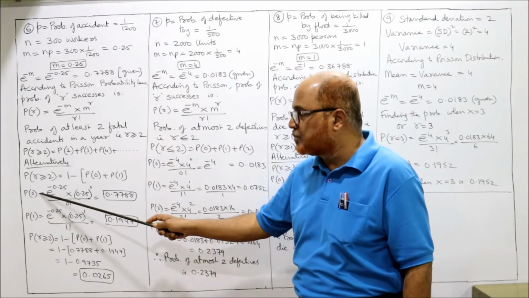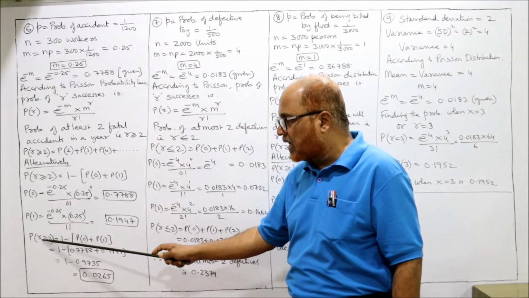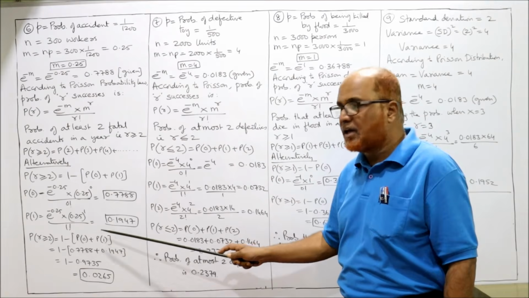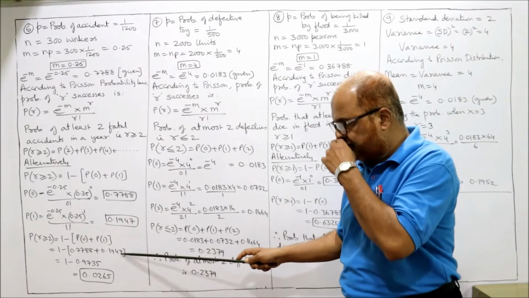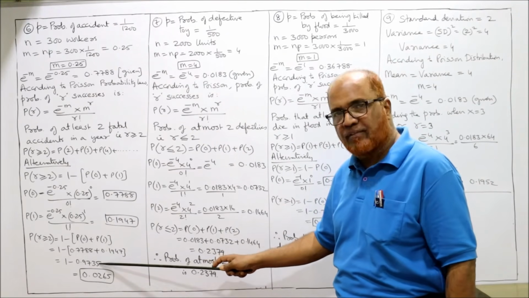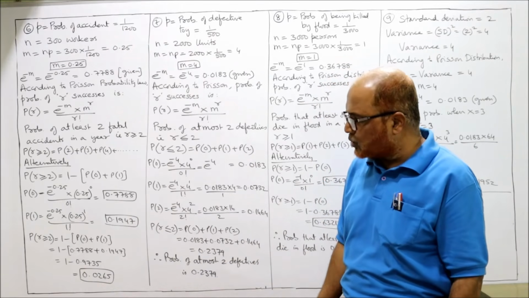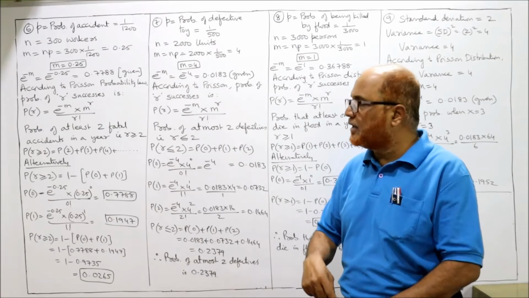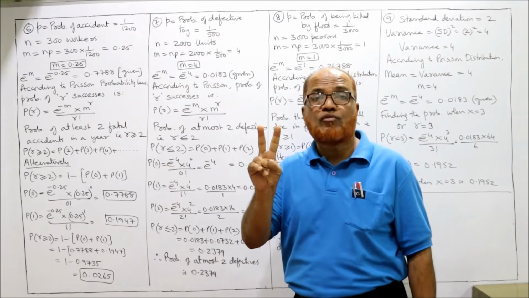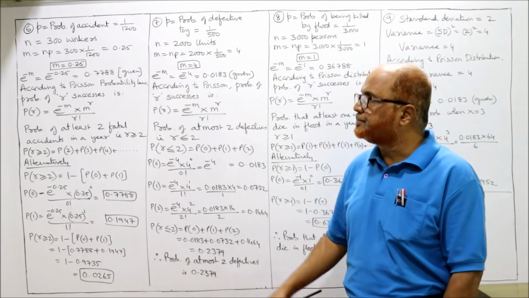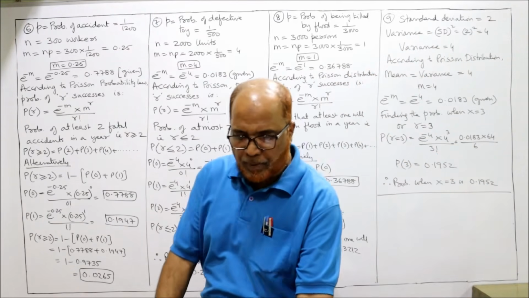So we got both the values, P of 0 and P of 1. So P of R greater than or equal to 2 is equal to 1 minus P of 0 plus P of 1. Add up these two probabilities, 0.9735. So 1 minus 0.9735, you are going to get 0.0265. This is the probability of at least 2 fatal accidents in a year. Minimum 2.